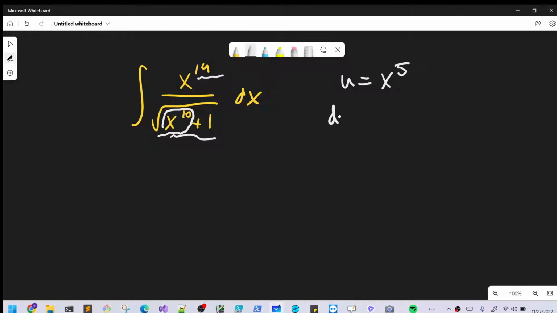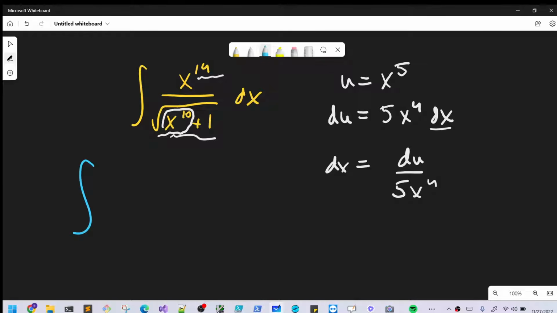Then, so let's see, our du is going to be 5x to the 4th dx. Let's just solve this for dx. So dx is going to be du over 5x to the 4th. Okay, good. Now let's substitute. So we're going to have our x to the 14th in the numerator.